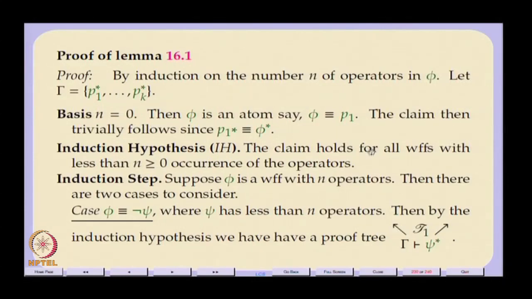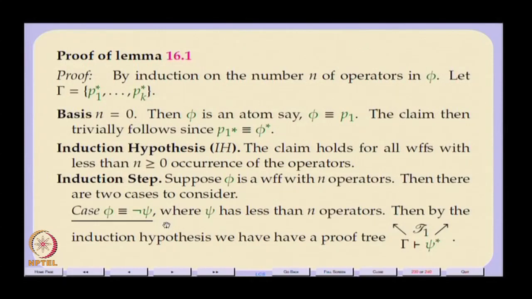So you have proved this. Okay, so assume the induction hypothesis that the claim holds for all well formed formulas which have less than n operators, and we take this induction step. The induction step of course is by case analysis on the structure of the formula. So let us assume that phi is a formula with n operators, and then we have two cases to consider essentially.